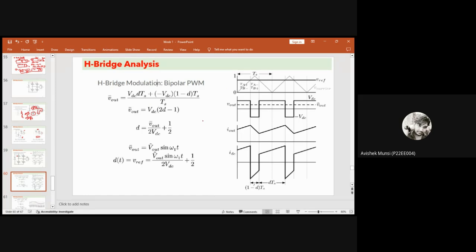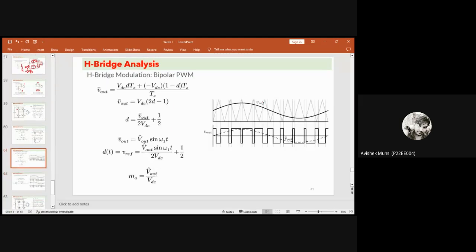In case of bipolar, what happens? See this one. In case of bipolar, this is happening: my reference is sinusoidal, and in the reverse case, we apply a reverse sinusoidal signal. Okay, so that's why it has two poles, so it is called a bipolar signal.